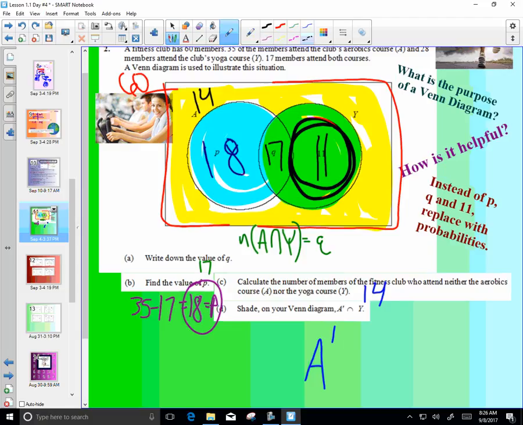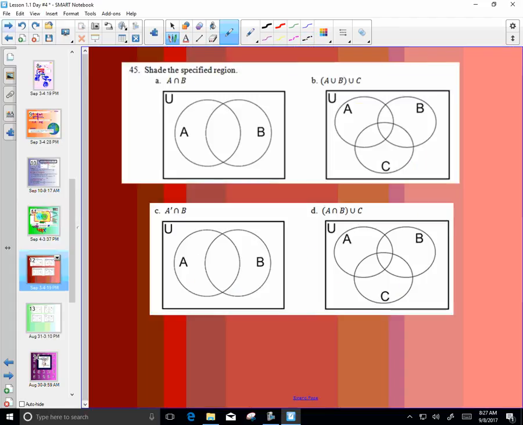So make a little note. This is the complement, the not A is what that means. Complement of A, not A. So we're going to do some practice of this shading. You try these. See what happens with A, B, C, and D.